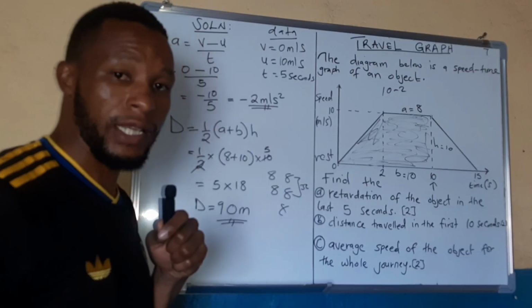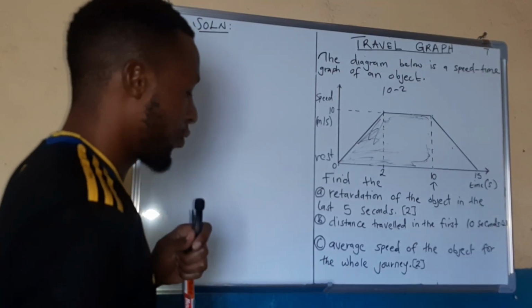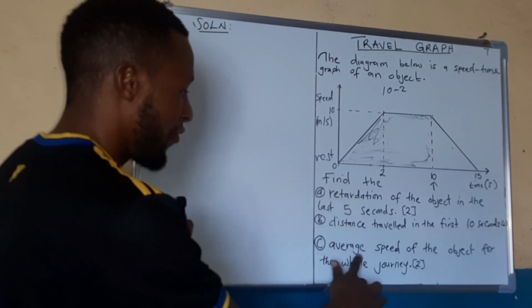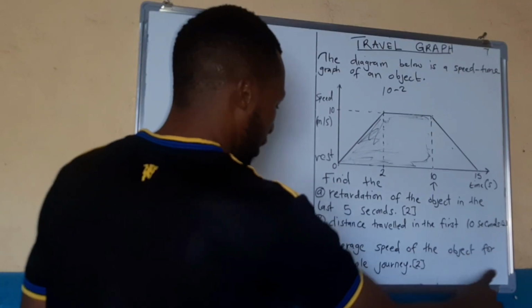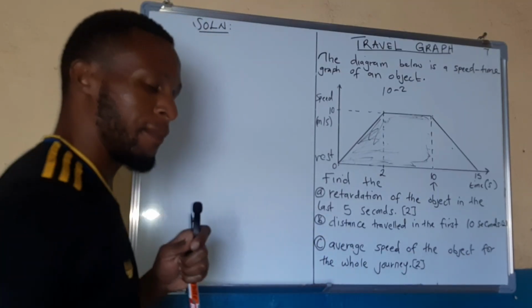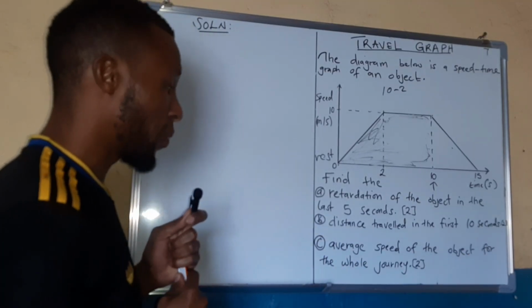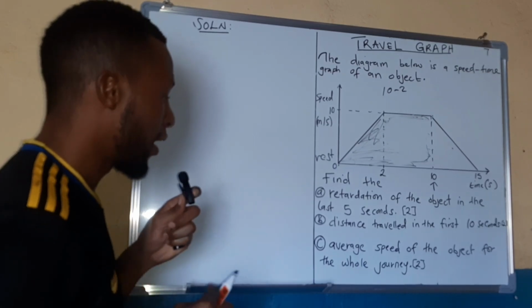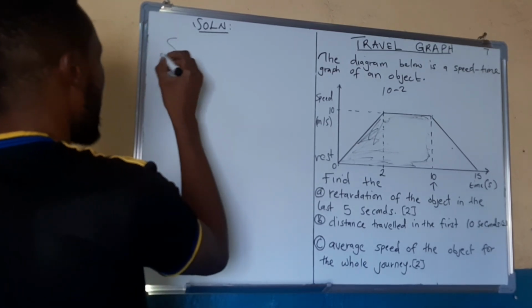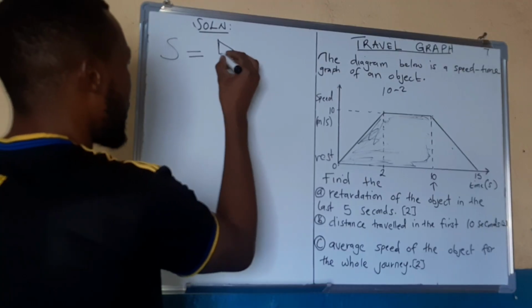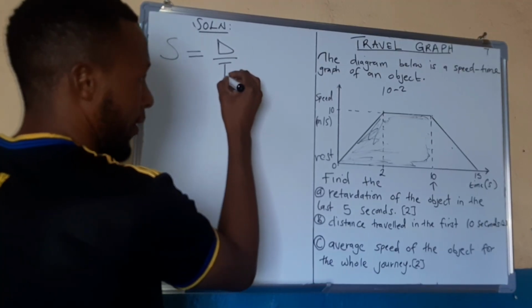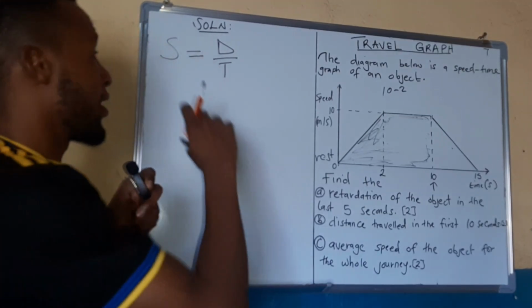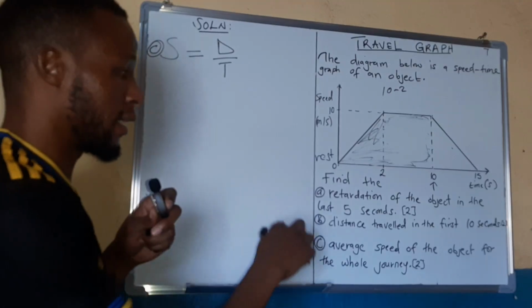I hope you're following there. We go for the last question. Find the average speed of the object for the whole journey. Okay? Average speed for the whole journey. This is the only time you're going to use the formula speed is equal to distance over time taken. Okay? Don't use this formula here when you're calculating distance.